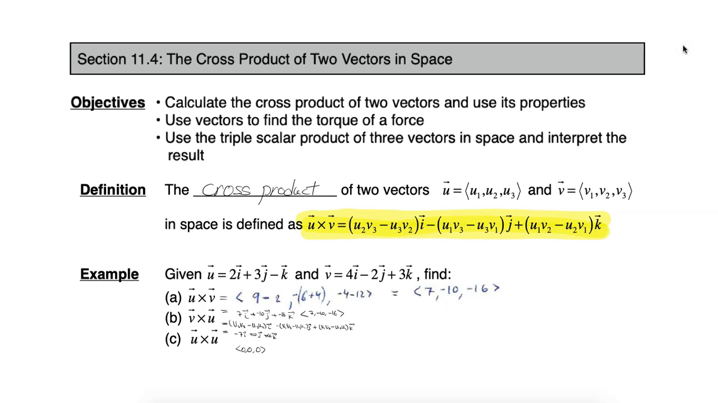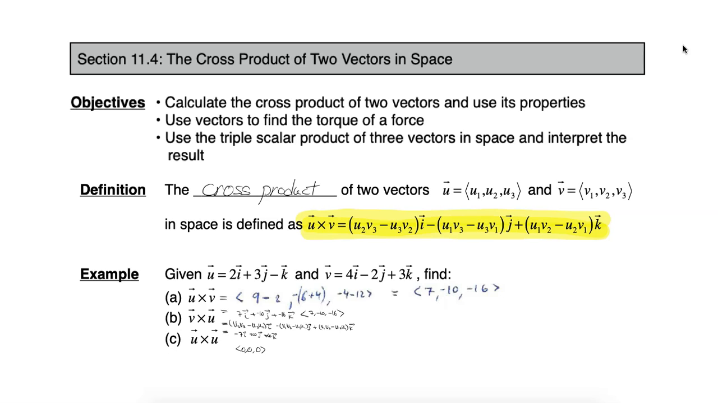Welcome to section 11.4 of the notes. This time we're talking about another way of taking the product of two vectors. It's called the cross product, and it can only be used in 3 dimensions, so in space, not in 2D, not in the plane. Some of the objectives are that we're going to learn how to calculate the cross product, and we're going to see its properties.